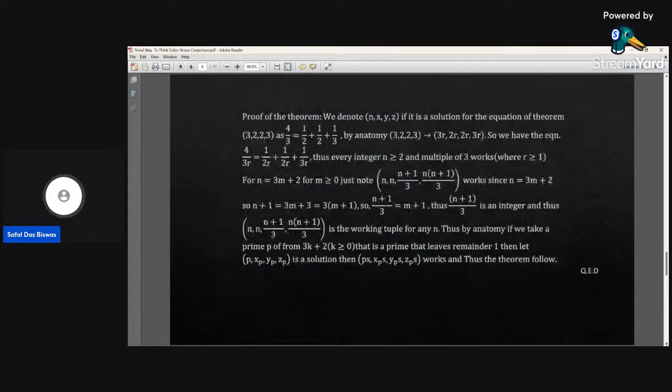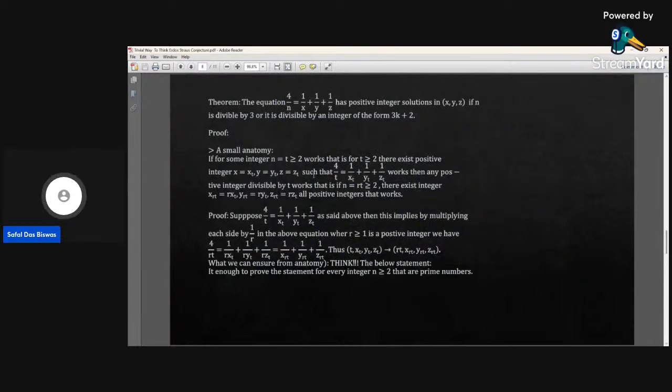So finally, the proof of the theorem. We are near the end of the talk, so no worries, I am fast today. What is the proof of the theorem? We denote (n, x, y, z) if it is a solution of the equation of the theorem. That means, like before, this tuple. Please keep this equation in your mind, because in the next slide you will not see it very clearly.